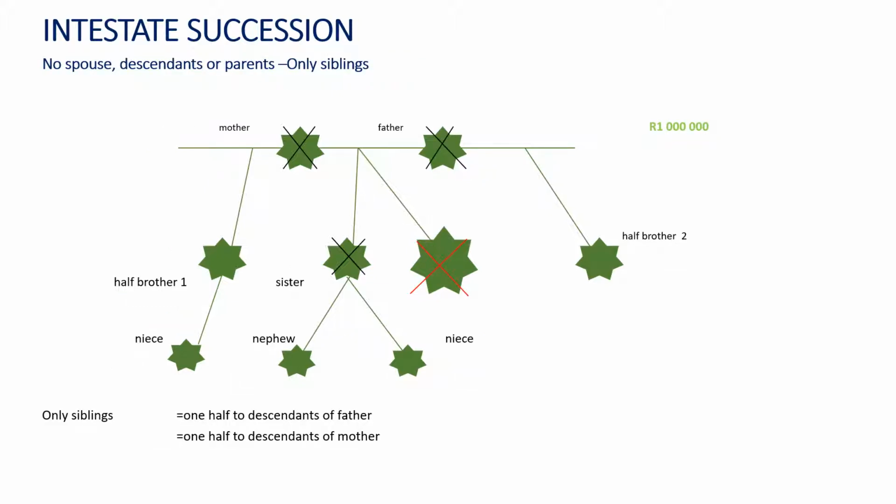If we have a case of no spouse, no descendants, no parents, only siblings, 1/2 of the estate will go to the descendants of the father, 1/2 to the descendants of the mother. So here we have a mother and a father predeceased. We have half brother 1, a descendant of the mother, half brother 2, a descendant of the father, and then the sister is predeceased, and you have a nephew and niece.